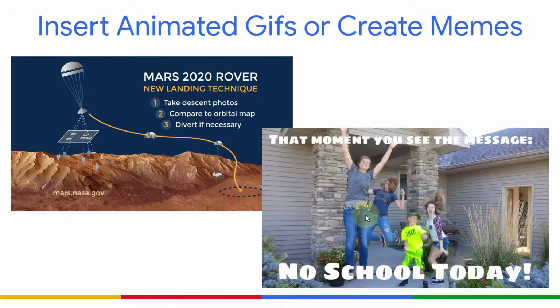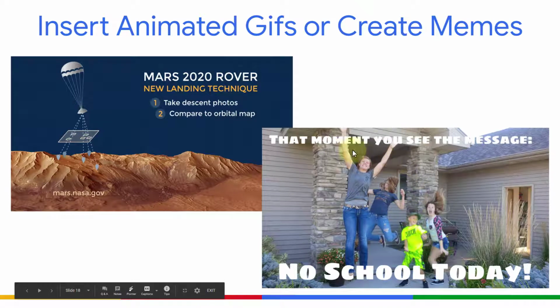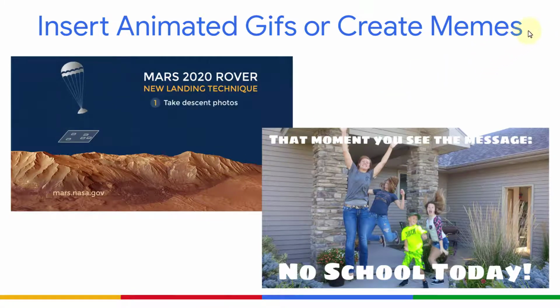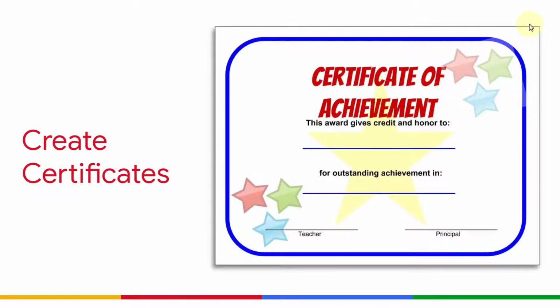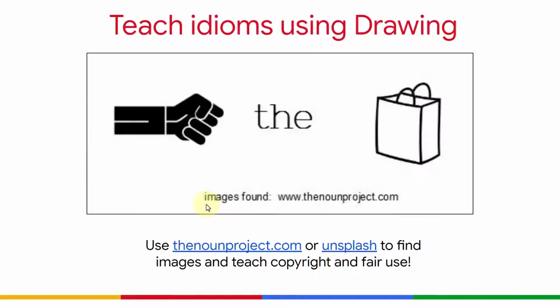Or you can make memes here. So just being able to put text over pictures or videos or animated GIFs is a perfect way of using drawings. Creating certificates, again, it's just text, the box, a couple of graphics, and just organizing the lines how you want it. Some people even have made a resume out of their Google drawing. So here's an example of what that might look like.